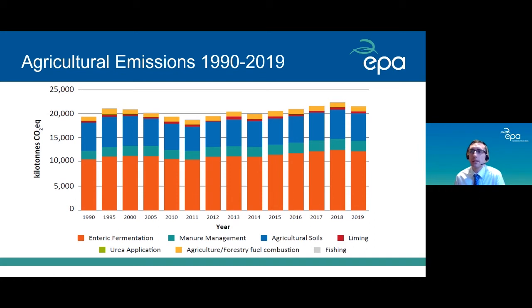We're seeing a general upward trend in emissions since 2011, with a peak in 2018, which Stephen explained was for particular reasons related to the drought of that year and increased concentrates fed and liming and fertilizer use.